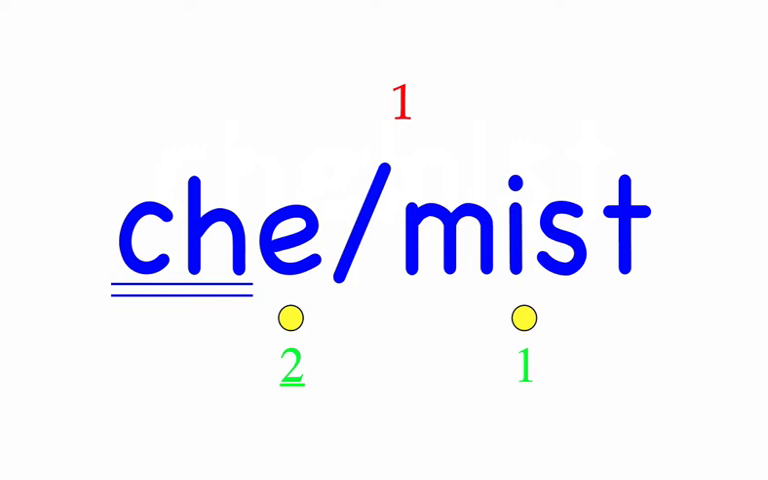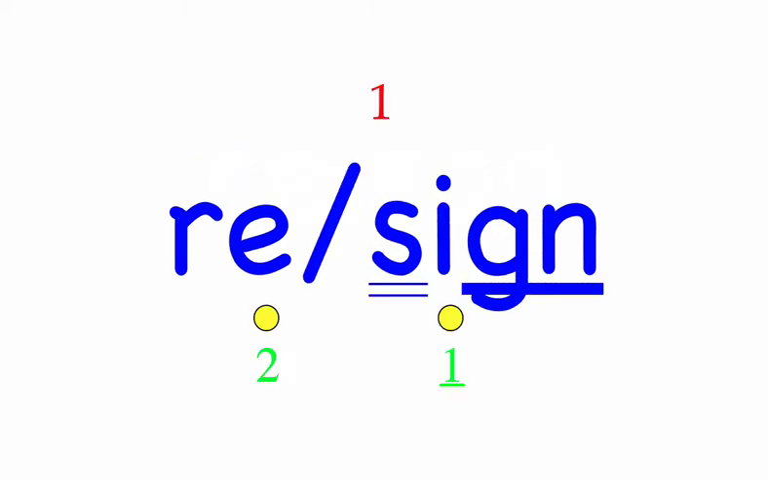Resign. You must resign yourself to follow the rules. Resign. Two syllables. First syllable re, two sounds, R, E. Zine, three sounds. Z, I, N. Resign. Mark the word.